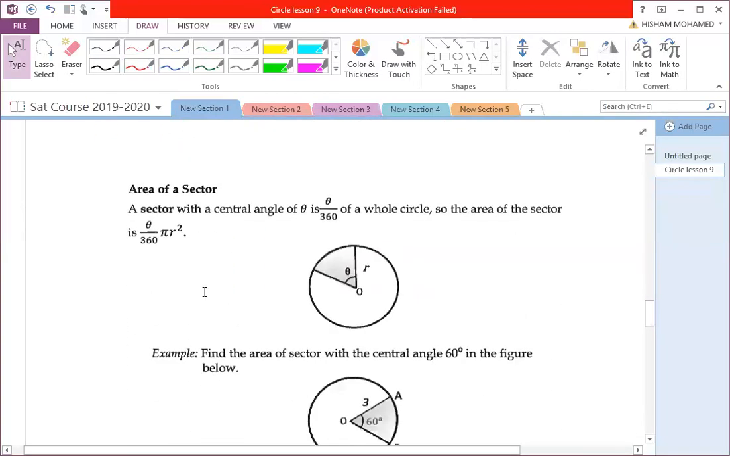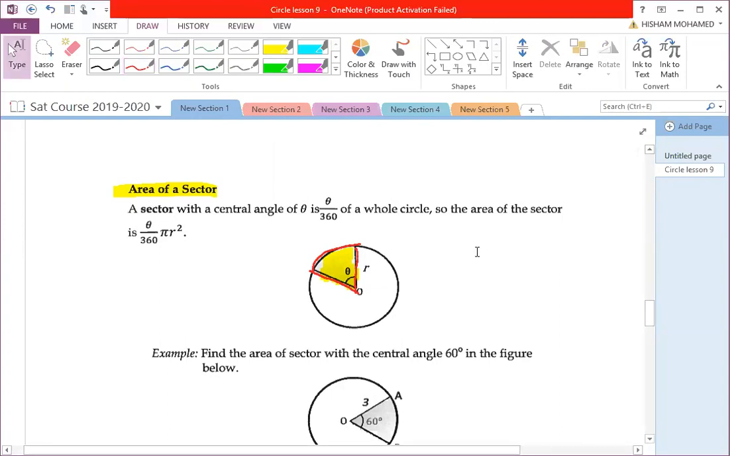But what about if I wanted to find the area of the sector? What is the sector? Sector is the area bounded by two radii and an arc. Region area between two radii and an arc. Like the slice of the pizza. Slice of the pizza, we call it a sector. How can we find the area of this sector?